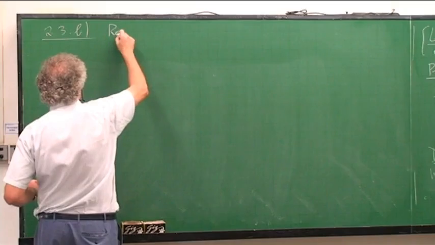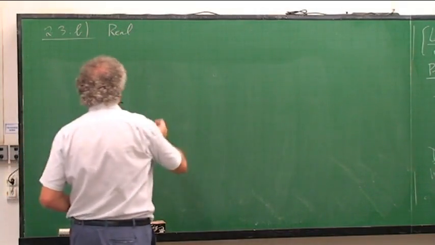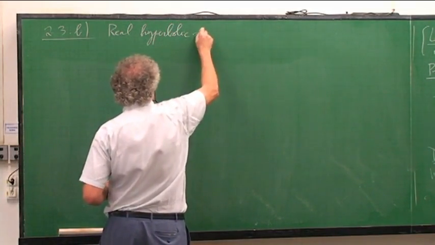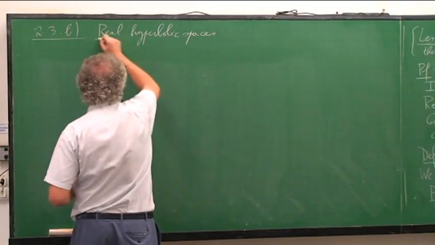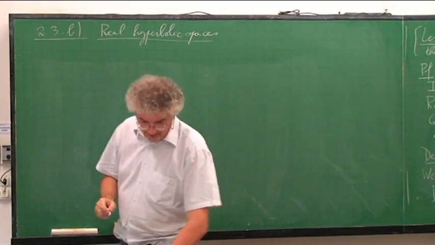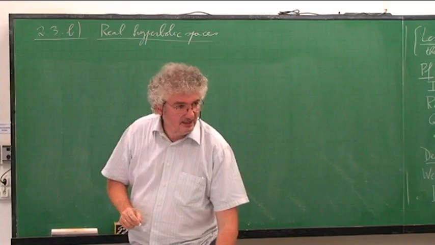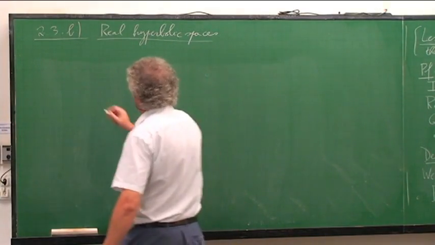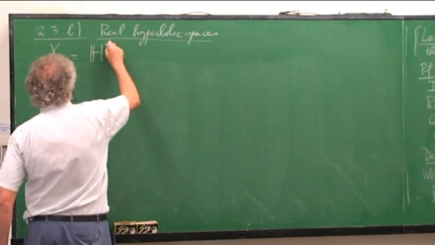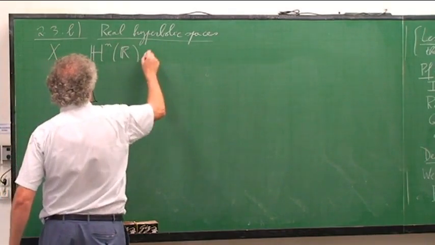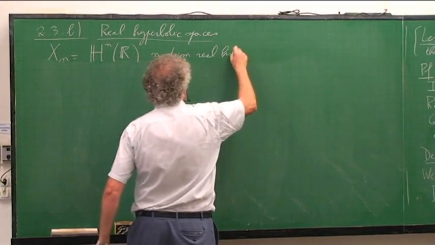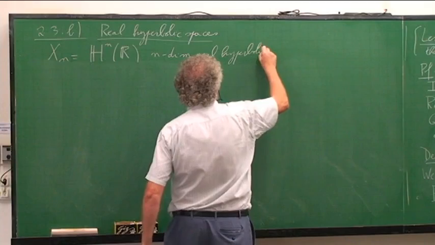So here I want to discuss real hyperbolic spaces and convince you that they also fit in the framework that I described at the beginning of the section. It will be denoted by X_n(R), the n-dimensional real hyperbolic space.